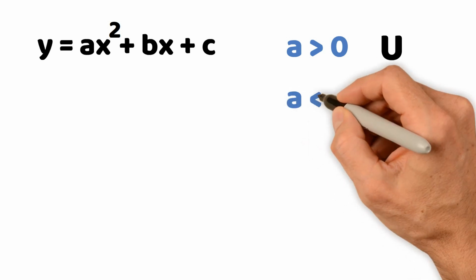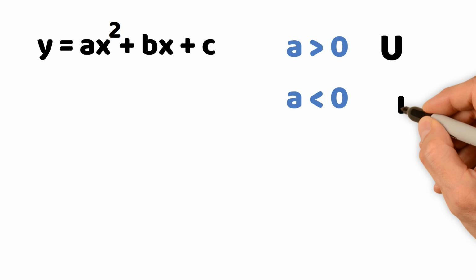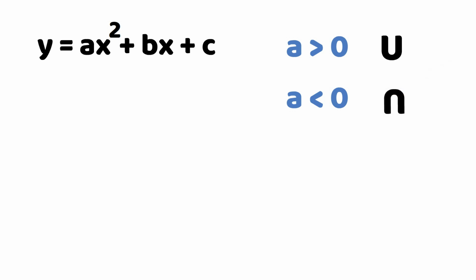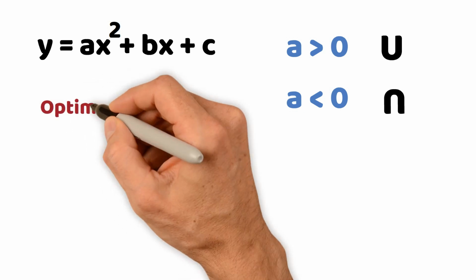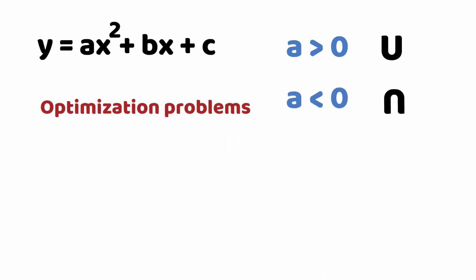If a is smaller than 0, or negative, then the parabola has an upside-down u-shape, so its vertex is a maximum, or highest point, on the parabola. Using these ideas, we can solve some simple optimization problems.